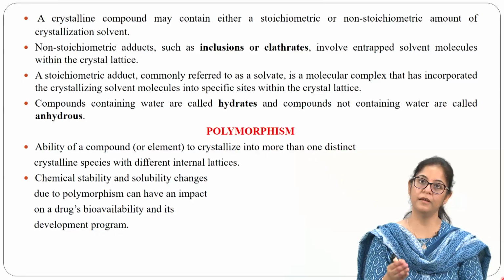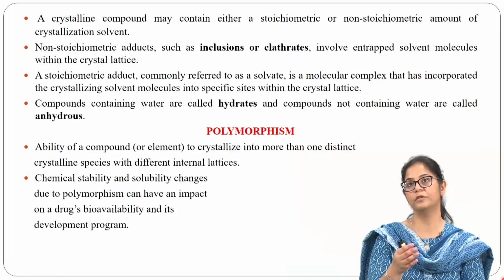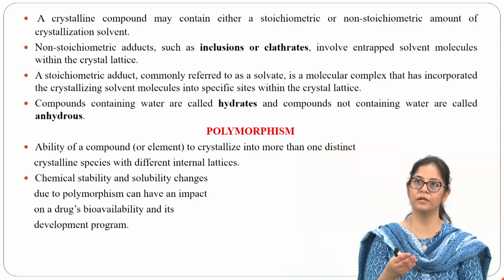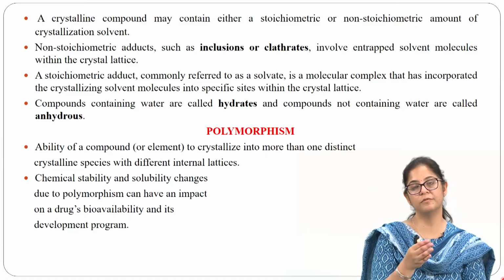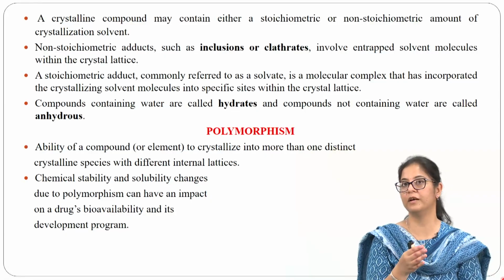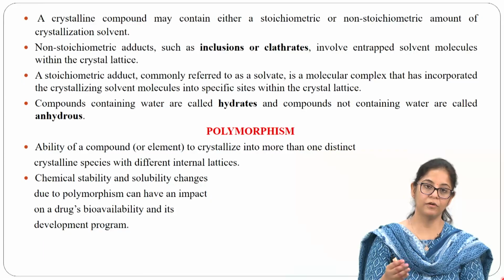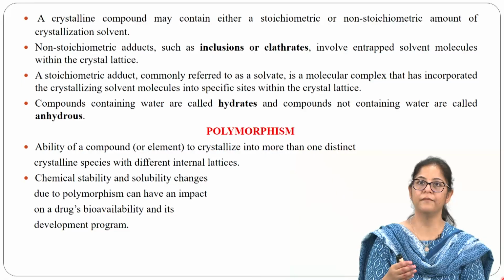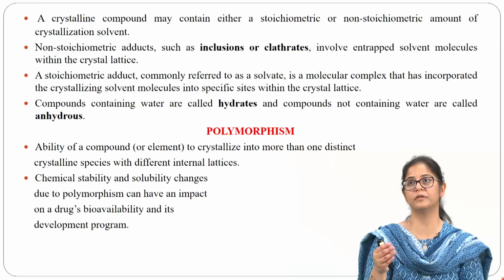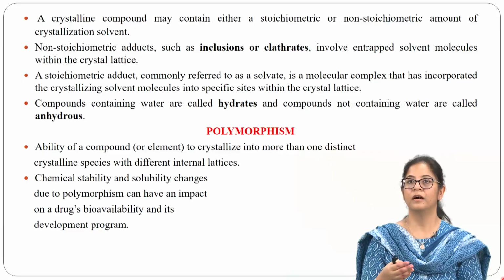Now, these water molecules or the solvent molecules could be included in the compound in a stoichiometric or a non-stoichiometric amount. So, if it is stoichiometric, you specifically know how many molecules of the hydrate or the solvate have been incorporated. If it is non-stoichiometric, it is called an inclusion or a clathrate, and it is entrapped within the crystal lattice and it is not fixed.